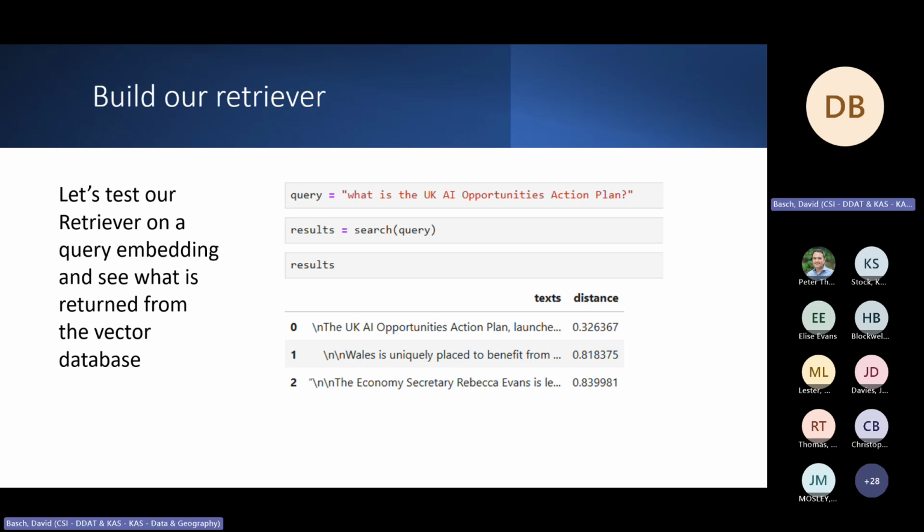So let's test out the retriever then. Here's an example, and you can see the question there is, what is the UK AI Opportunities Action Plan? And that is the name of the plan from the blog that I mentioned earlier. So we submit that to our search function, our retriever, and it will look in our data store for the most semantically similar chunks and then return them. And you can see the distance column in those returned results shows a number, and that is representing how far semantically the text chunks are from the query. So the lower numbers are closer to the query, the higher numbers are further away.